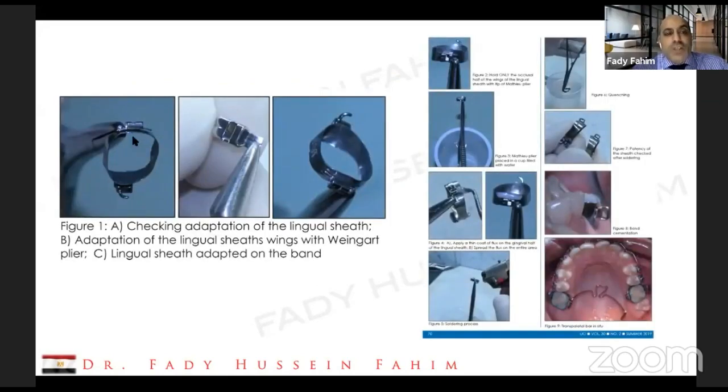First of all, I adapt the lingual sheath on the band using a Weingart and then hold them with a Mathieu or a mosquito, and then apply the flux, apply the solder, and now it's soldered. Quench it, of course, right after the soldering. Check the patency and make sure there is no solder inside, because if you are enthusiastic and place more solder, it will go and obliterate your lingual sheath. If you do this, it's preferable to weld your lingual sheath rather than solder it.